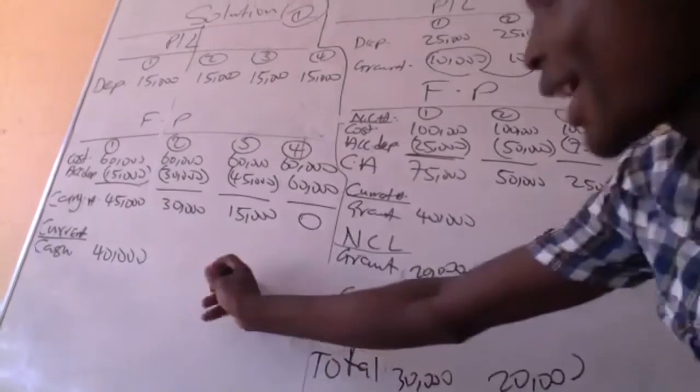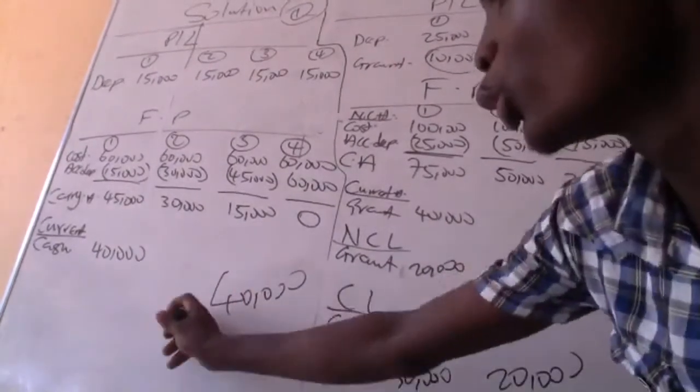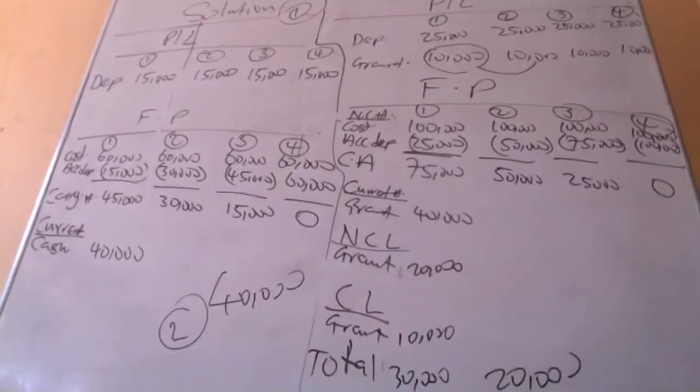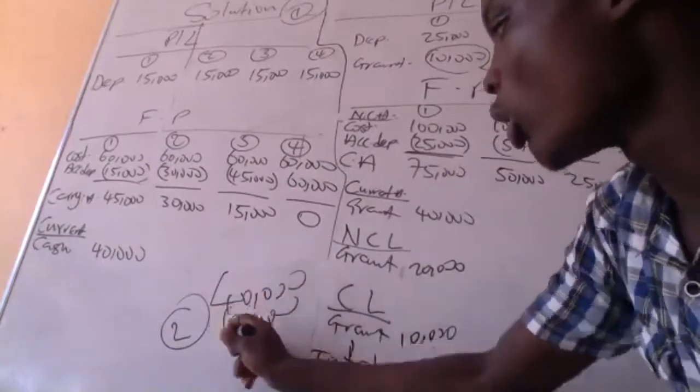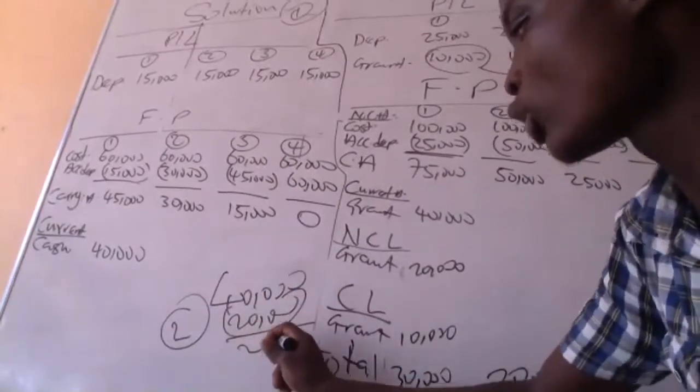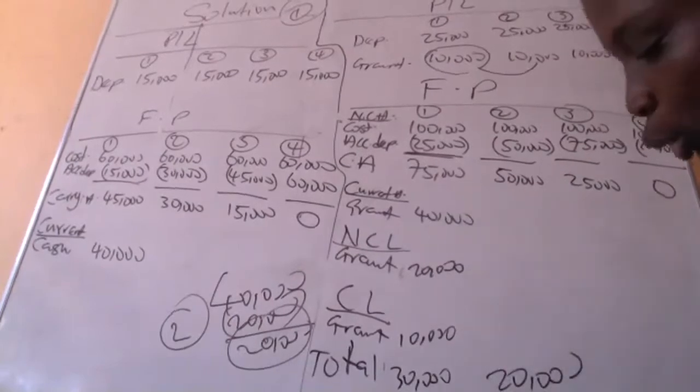First, the entire grant received is 40,000. We are at the end of year 2. How much have we released? We have released 1, 2, making 20. So if you release 20, left with 20. So we are owing government 20,000. That's the implication. Or second approach.